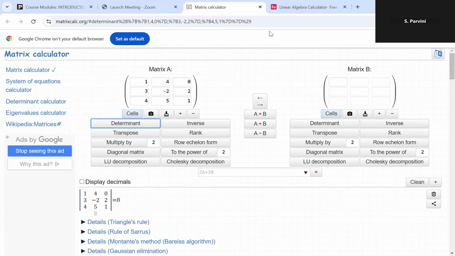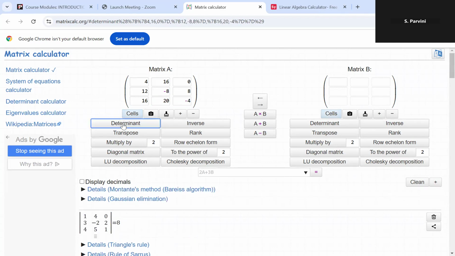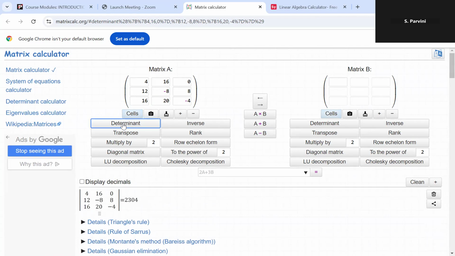Now, we can verify this, by the way, just to make sure we got it right. I'm going to put the original matrix in here without manipulating it. So it's going to be 4, 16, and then this was 0. The next row was 12, negative 8, 8. The last row was 16, 20, and negative 4. And there it goes, determinant. Ooh, 2,304.